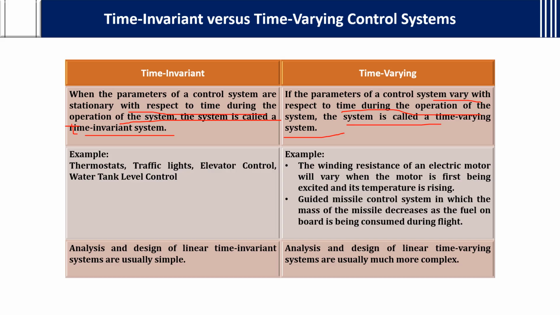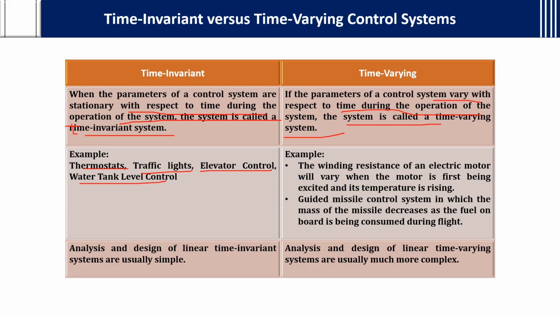Examples of time invariant systems are thermostats, traffic lights, elevator control, and water tank level control. A thermostat is going to sense the temperature. Traffic lights, as I said, change the signals based on time. Elevator control will stop after some time if no one is there, and it starts when it senses some persons, or it moves continuously.